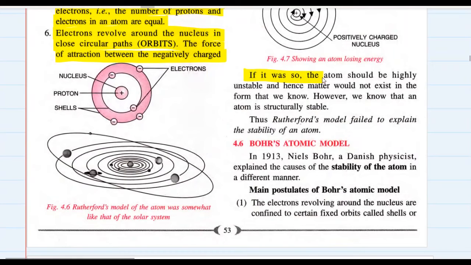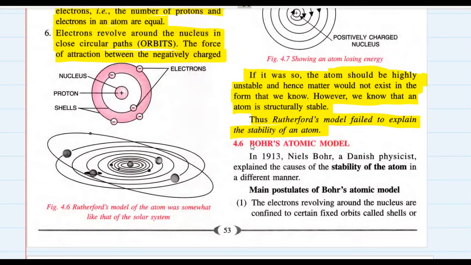If it was so, the atom should be highly unstable, and hence matter would not exist in the form that we know. However, we know that an atom is structurally stable. Thus, Rutherford's model failed to explain the stability of atom.